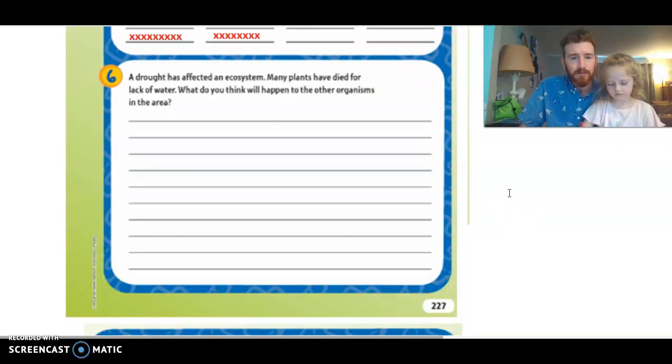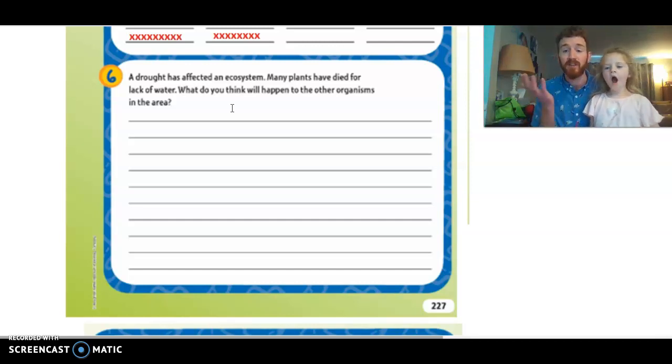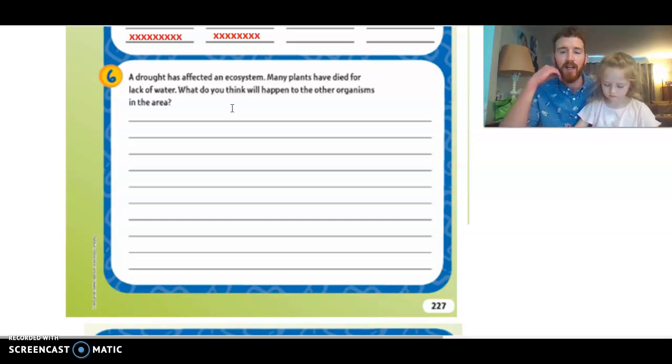Okay, all right. Let's go to number 6. Number 6 is about if there's disruptions to an ecosystem. So it says a drought has affected an ecosystem. Many plants have died for lack of water. If there's not enough water, they're not going to be able to survive. Remember those limiting resources. What do you think will happen to the other organisms in the area? So think, okay, well, some things need to eat those plants, and if there's not enough plants to get energy from, that would help or hurt the other parts of the ecosystem. Okay, so think hard about that. If there wasn't grass for the squirrels to eat, say, or acorns for the squirrels to eat, how would that affect how many squirrels could survive?